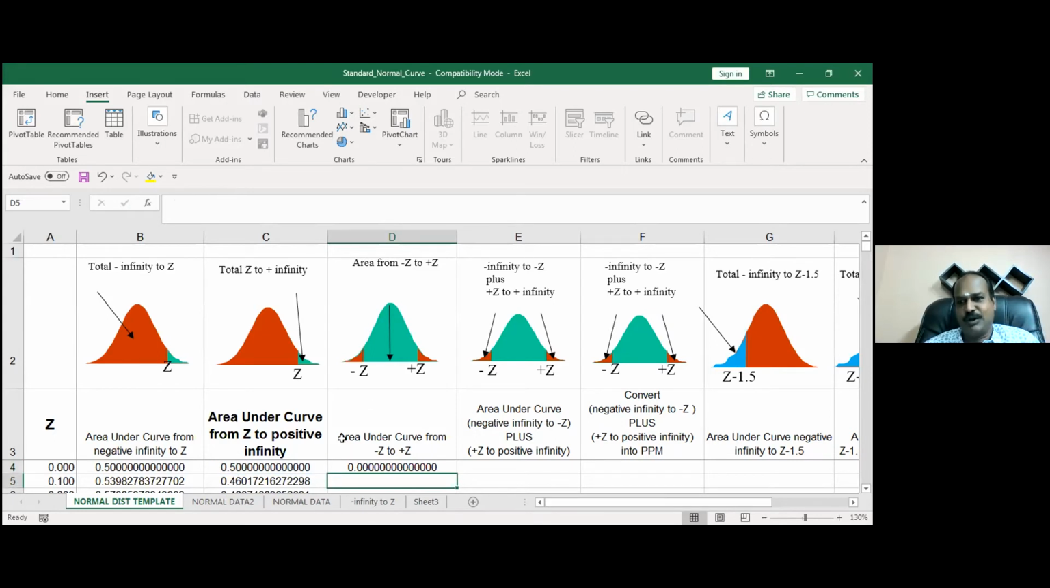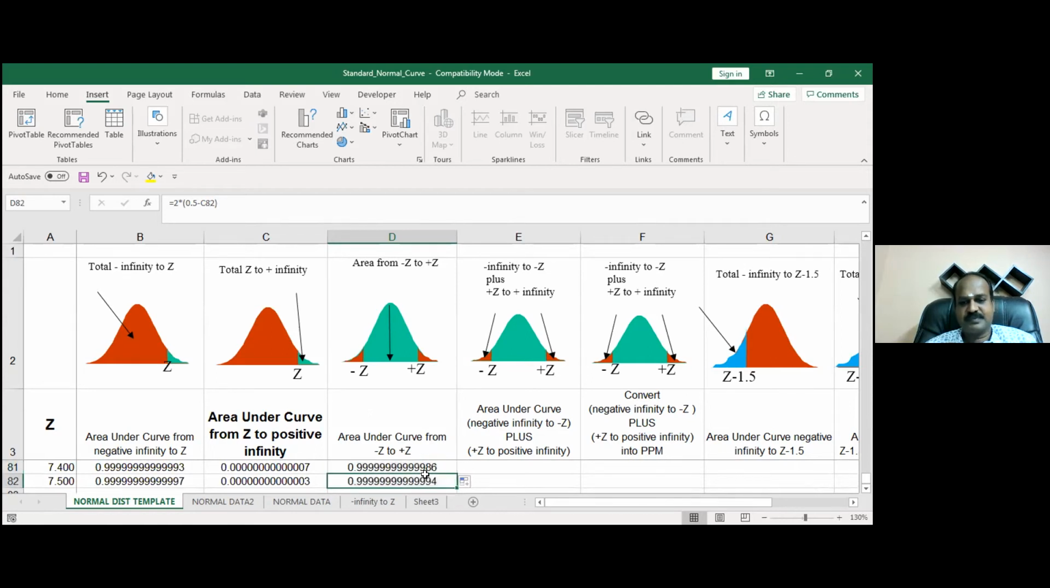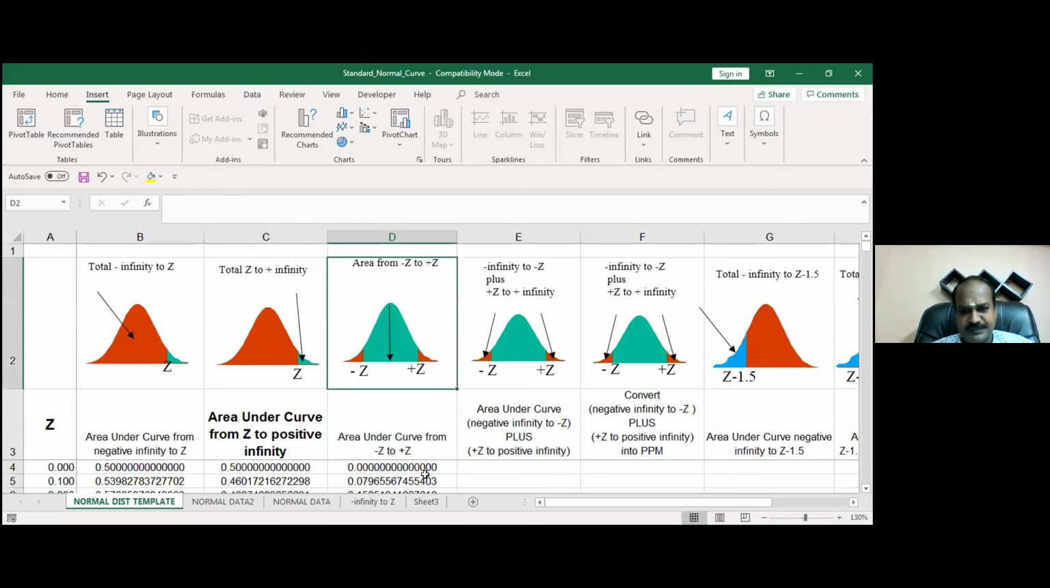So I multiply by 2, I enter. Here it is 0. Why is it 0? Because my Z is 0. But for other values, you will get values. Let me drag it down. Yes. I got so many values. Now this value you can use for the two-tailed test.